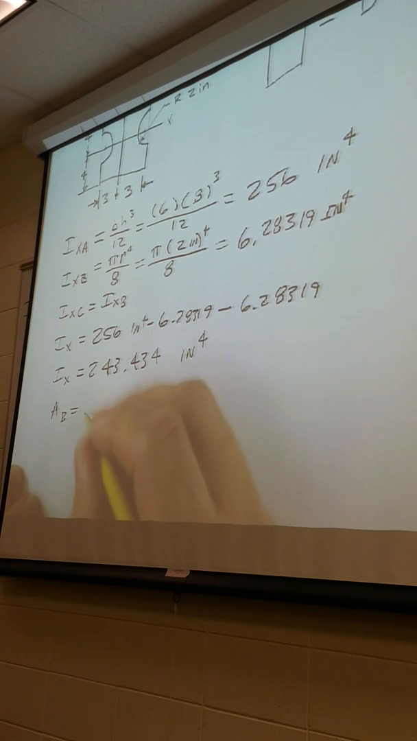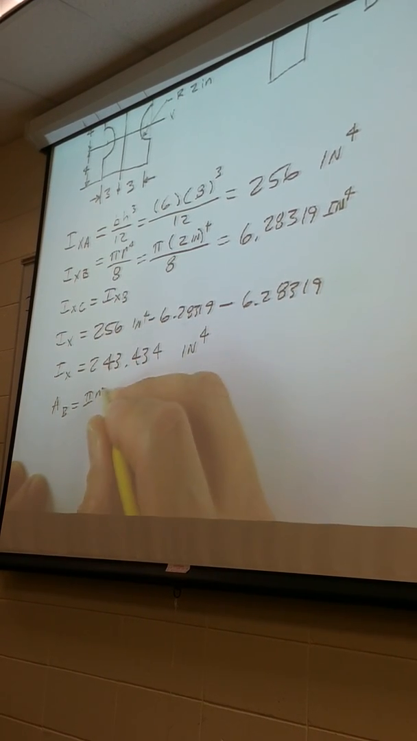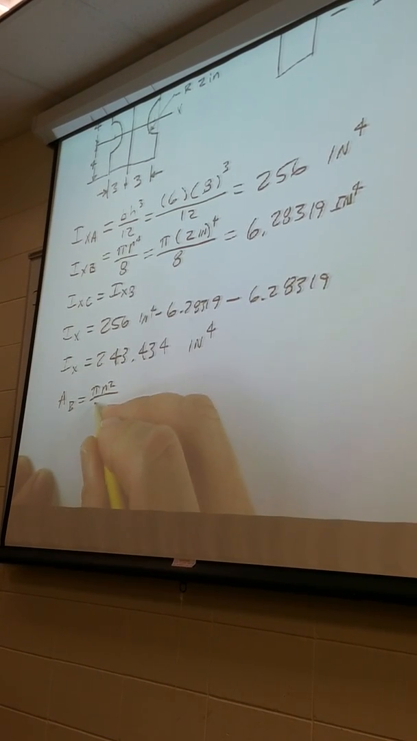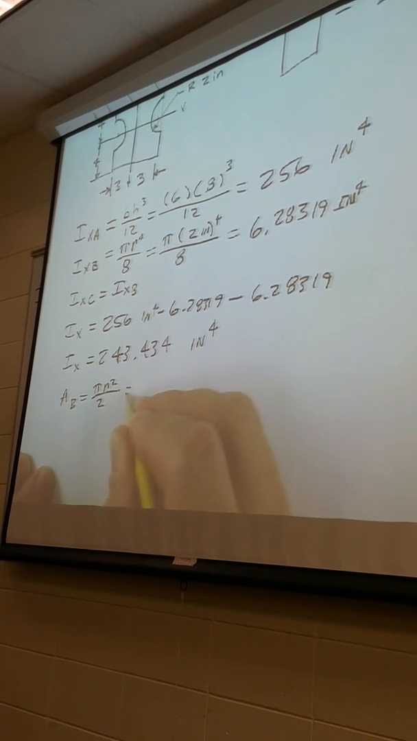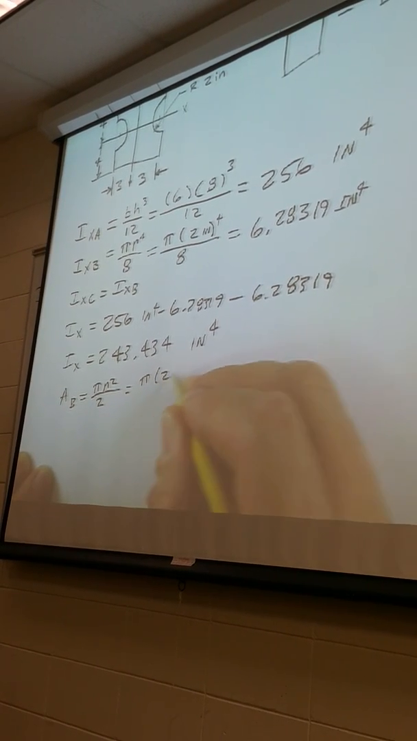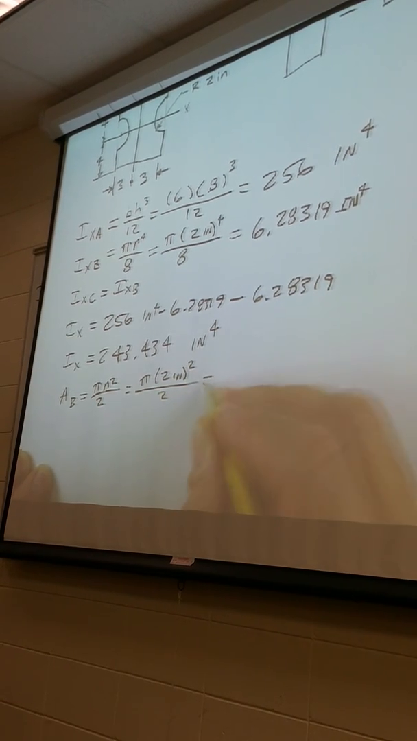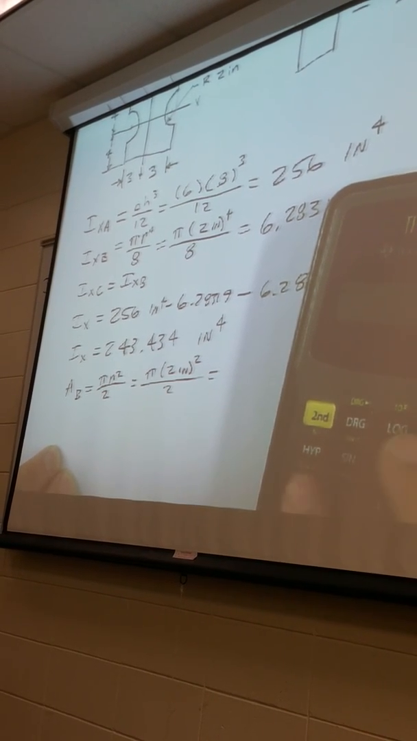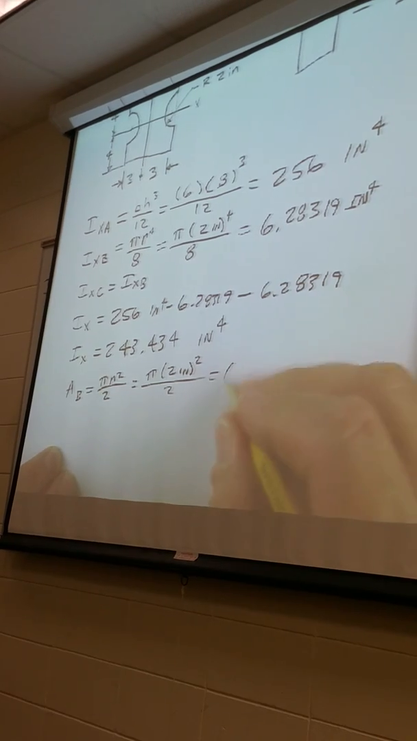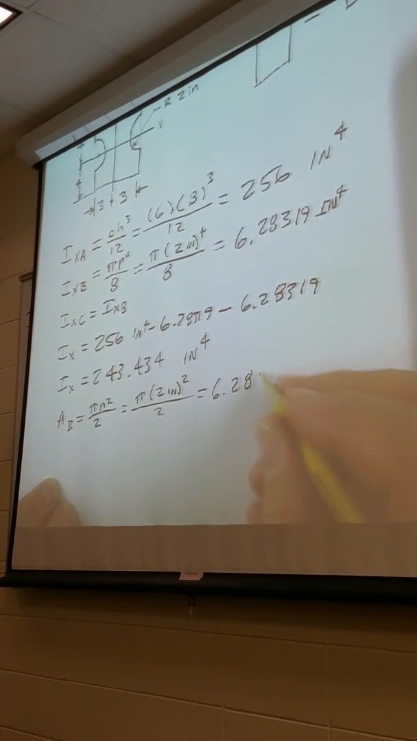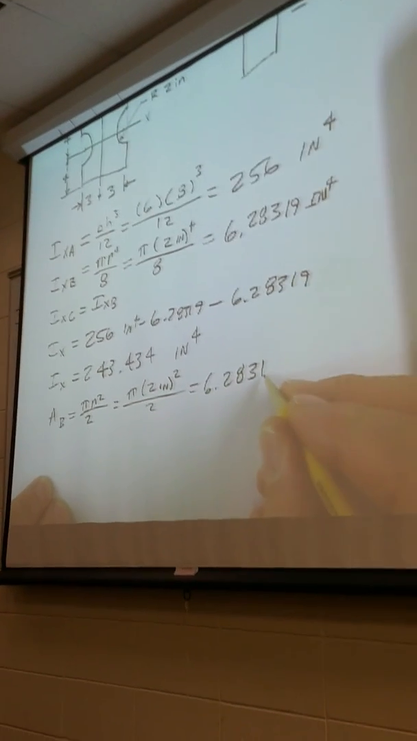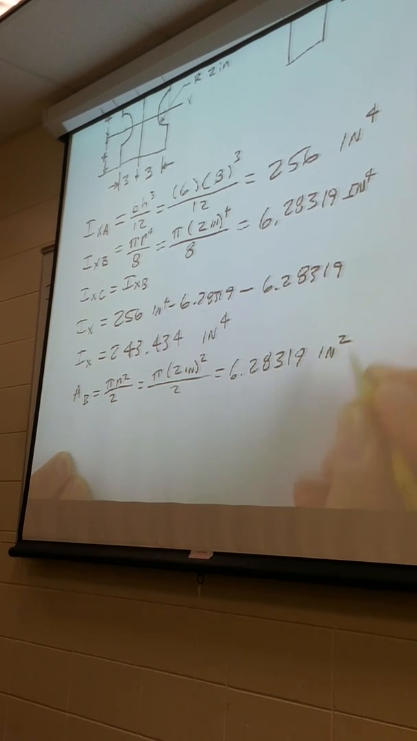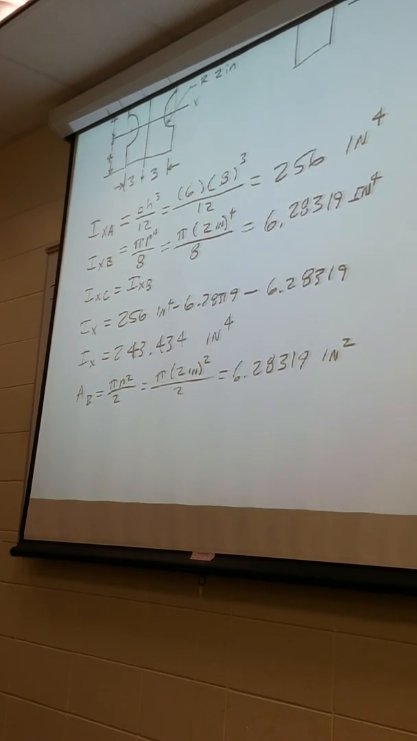What's the area for B? Pi r squared would give us a full circle, so we want half of it. Radius is 2 inches squared, divided by 2. 2 squared is 4, times pi divided by 2. 6.2831 9 inches squared. That's our area.